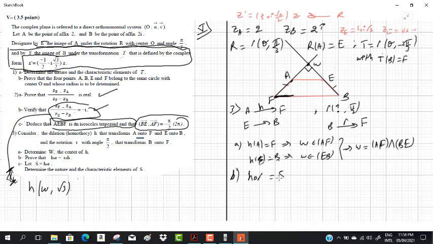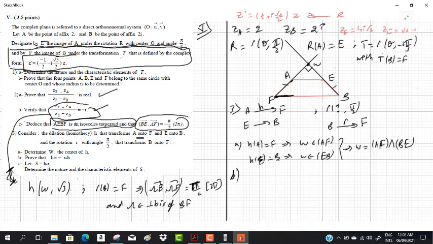H round R is a similitude of center unknown, angle pi over 2 and ratio radical 3. Now I need to find the center of R. We have R of B equal F. If we call the center omega, the angle (omega B, omega F) equals plus pi over 2 modulus 2 pi, and omega belongs to the perpendicular bisector of BF. Which point lies on the perpendicular bisector of BF and makes an angle of pi over 2?